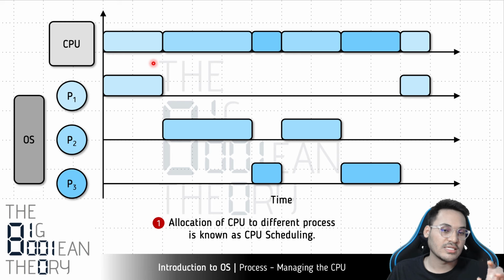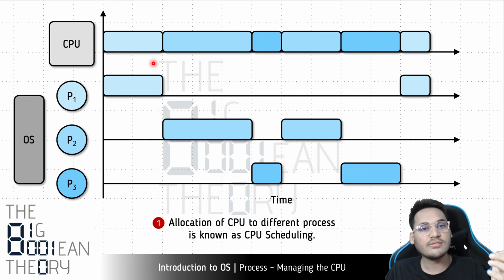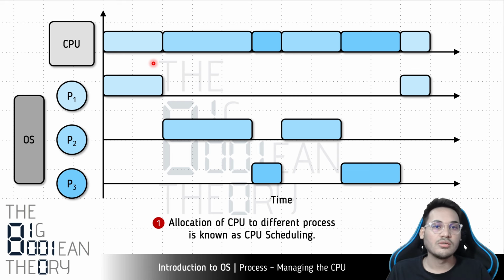Basically, if you see this term, we are scheduling the CPU for usage between the different processes. The operating system is deciding when the CPU will be used by different processes. That is why it's called CPU scheduling. So let us now see what are the different factors that the operating system has to keep in mind when scheduling the different processes in the computer.